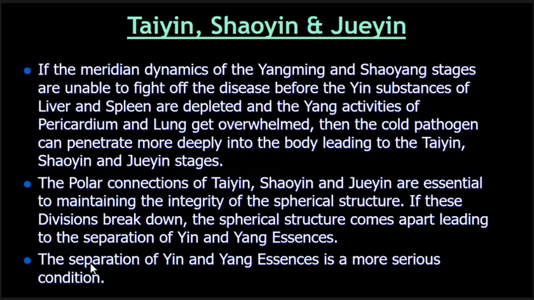So you don't really want to get to a point where you're stressing out these Taiyin, Shaoyin, and Jueyin divisions, because they're the ones that really are holding the spherical meridian together. It's like a zipper. Once that zipper locks in, you can hold it together. But if you start to unzip these specific divisions, the yin and yang embrace will come apart.